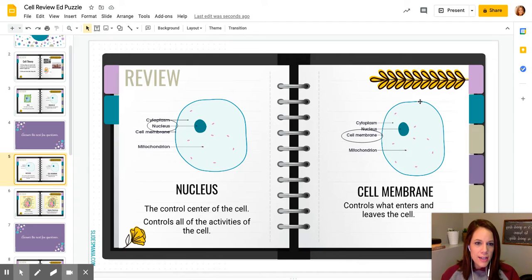The cell membrane is the structure that goes all the way around the outside of the cell. And again, what that does is it lets things enter and leave the cell. I think of it kind of like a security guard, or I know we compared the cell to a school, like the door that lets things in and out of the school. The cell membrane lets things in and out of the cell.